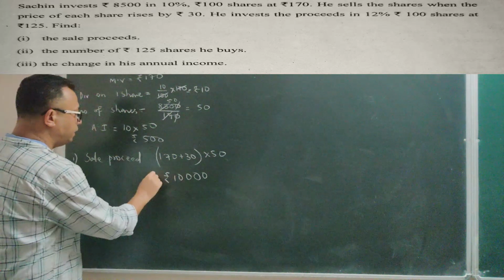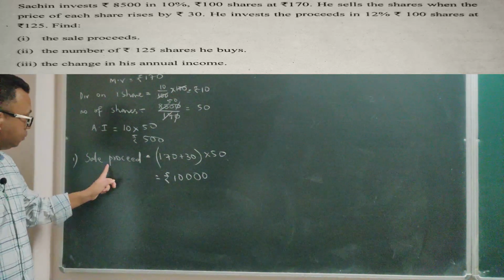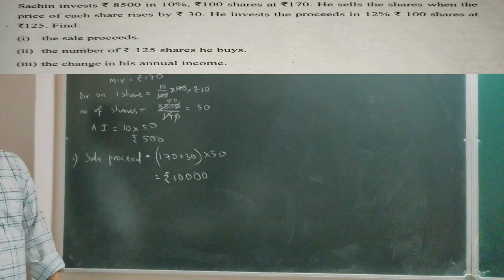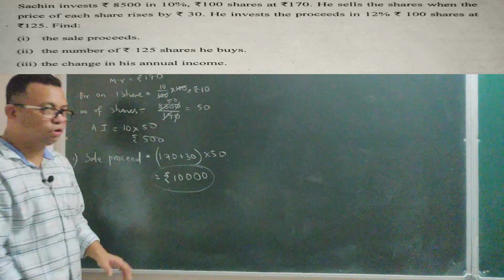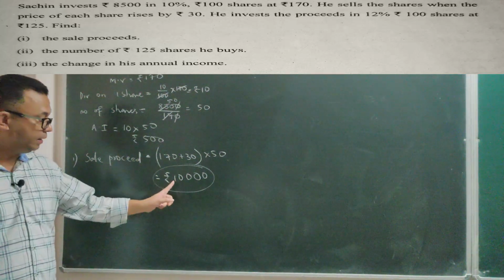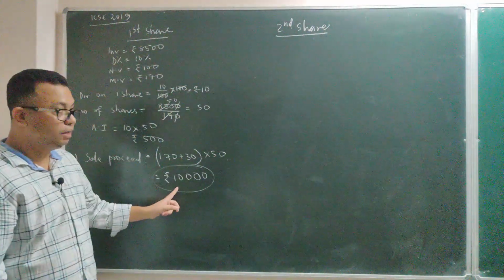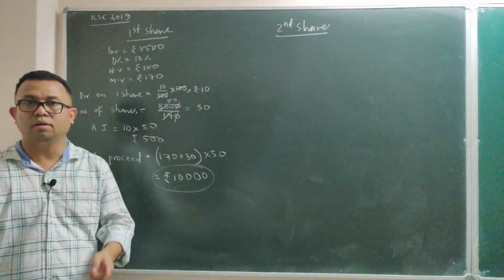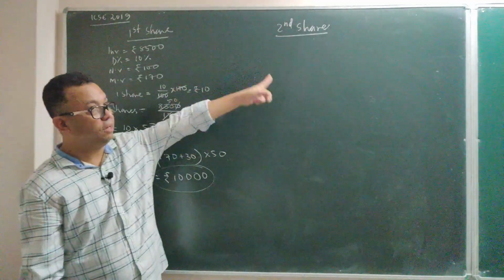This is the money that he will get by selling all the shares he has. This is what is called sell proceed. Now what is the question saying? With this money, 10,000 rupees which he is getting now, he takes this money and buys the second share. And you know that the money which is put to buy the share is called investment. So the sell proceed of the first share will become the investment of the second share.